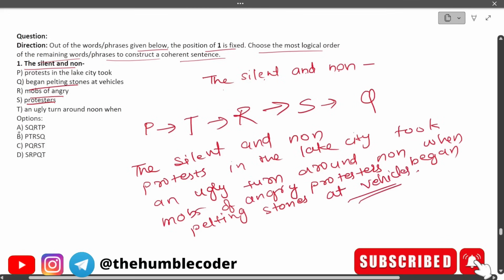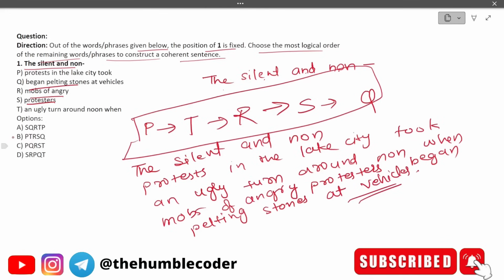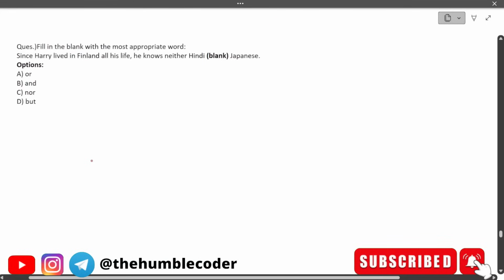Let me know if you have any doubt. So this sequence is which one? PTRSQ. So PTRSQ is option number B. So the correct answer for this question is going to be option number B. Moving on to the next question now.